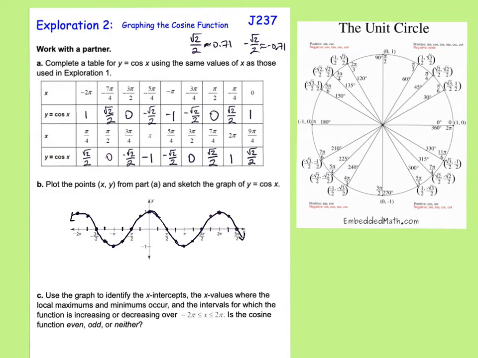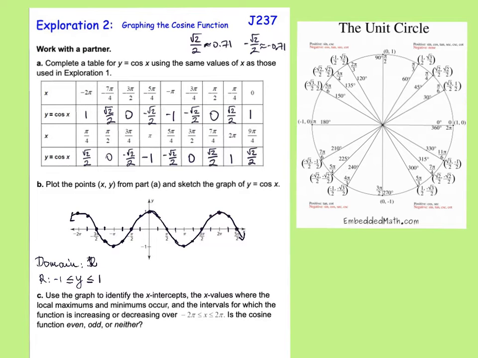And put your arrows at the end of the two ends of the graph, because you know that the domain is going to be all real numbers. So let's go ahead and write that down. Domain is all real numbers. And the range for the graph is going to be y is greater than or equal to -1 and less than or equal to 1.